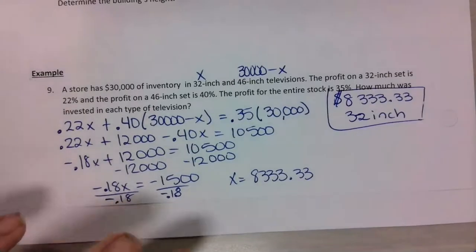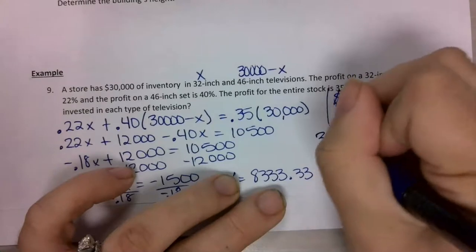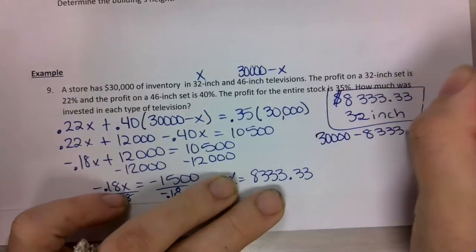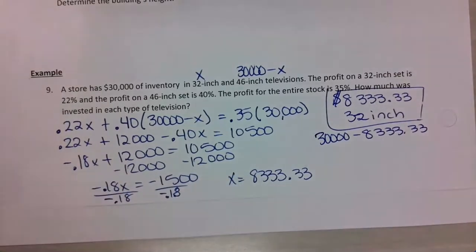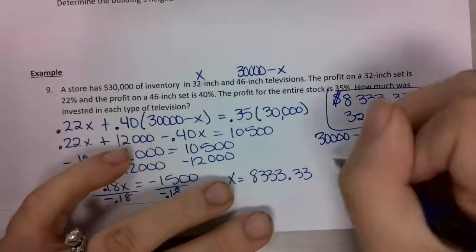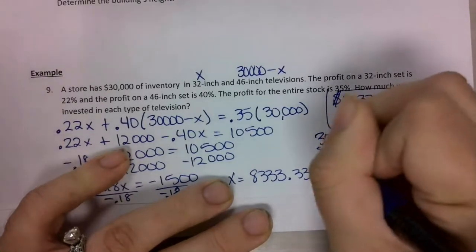And then we need to figure out how much they spent on the 46-inch. So we know they had a total of $30,000 to spend, and they spent $8,333.33. So this gets me, okay. What does it get me? And this is the 46-inch TV.